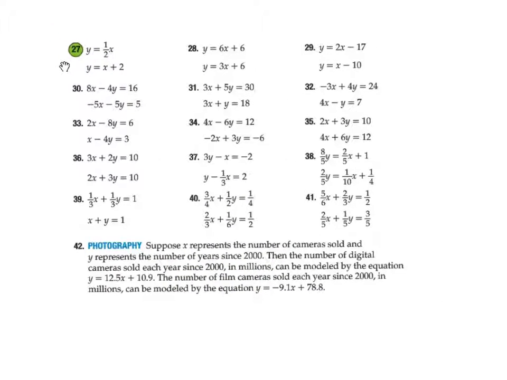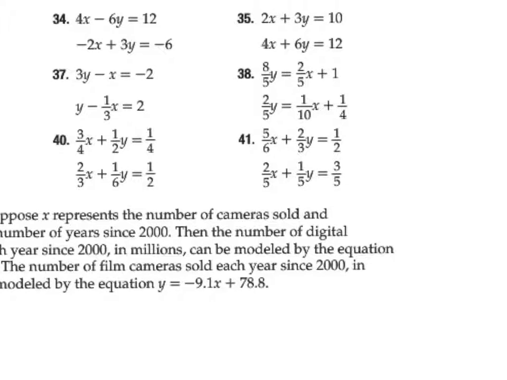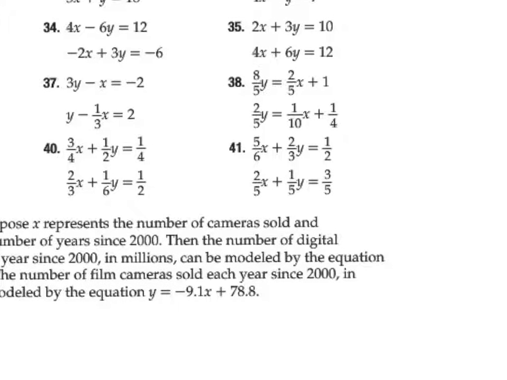Let's see if we can find one where they are parallel. 37. Let's look at 37. It says that they are the same equation. Or not, I'm sorry, not same equation, they are parallel. And if I take a look at the bottom equation, if I multiply everything times 3, I would get 3y minus x, and then equals 6.